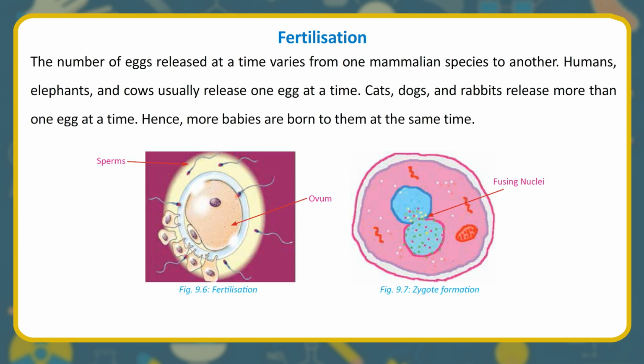The number of eggs released at a time varies from one mammalian species to another. Humans, elephants, and cows usually release one egg at a time. Cats, dogs, and rabbits release more than one egg at a time. Hence, more babies are born to them at the same time.